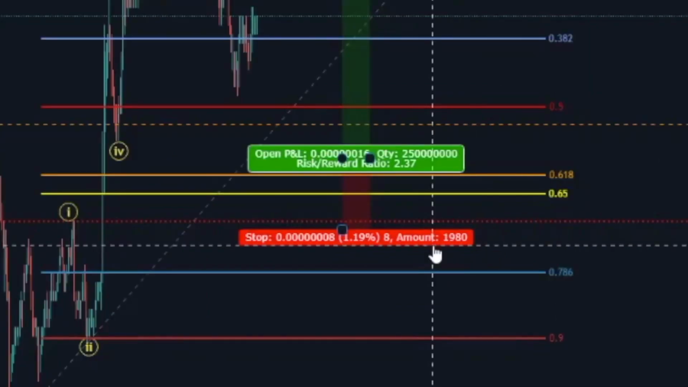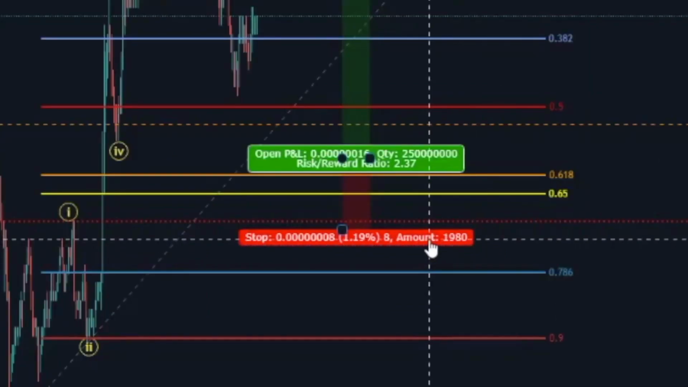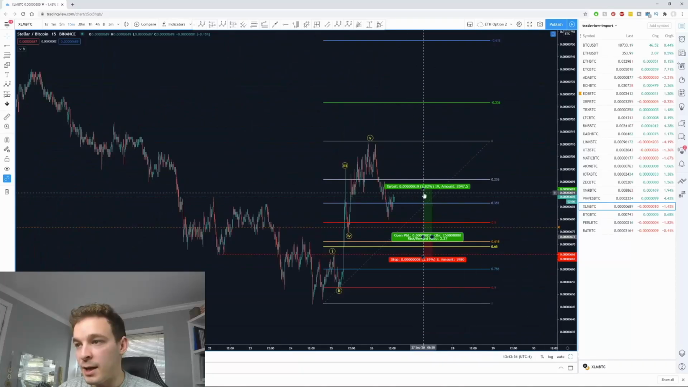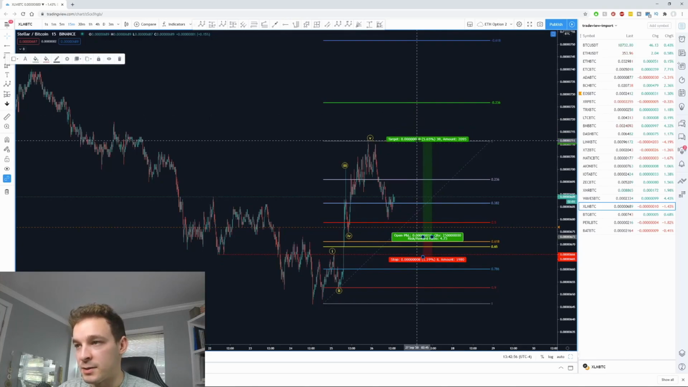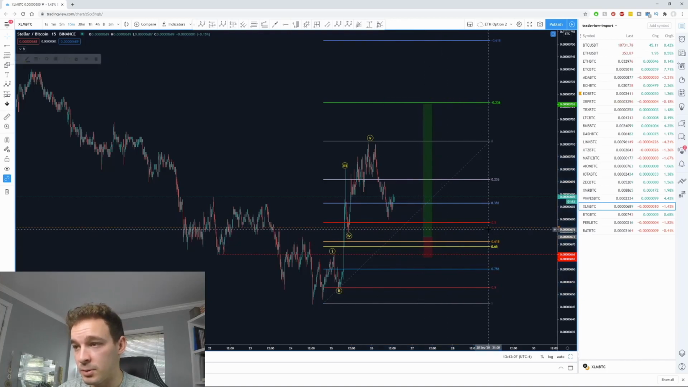And you can see that's actually a really tight stop loss percentage wise, just 1.19%, which I love to see as well. And then again, I'd be targeting new highs with this. So all the way up here, and I'd be targeting this negative 0.236 as my first target. It gives me a risk reward ratio of over 6 to 1. It's a really good trade setup.